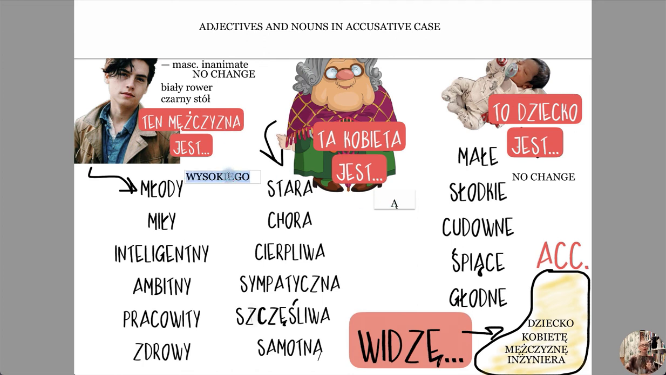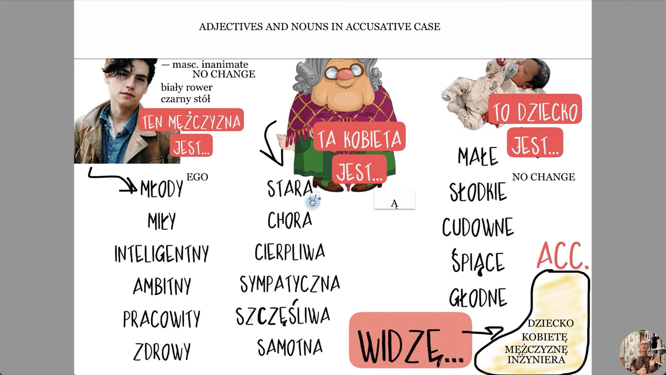When it comes to feminine nouns, the ending for adjective is on, right? Let me just do it again so you can see it. On, right? The little tail goes to letter A. Starą, chorą, cierpliwą, and so on and so forth. And the ending for feminine nouns is en. So we've got on, en, and there is no change for neuter nouns. So that's it for accusative.